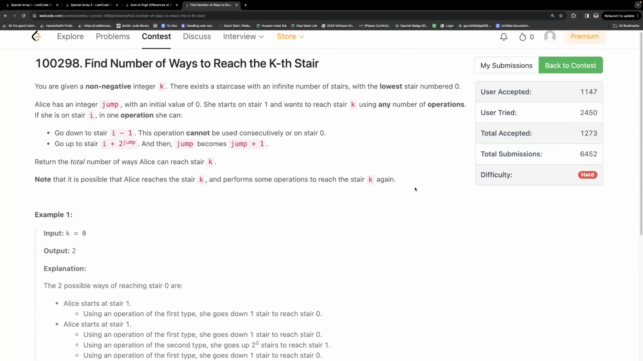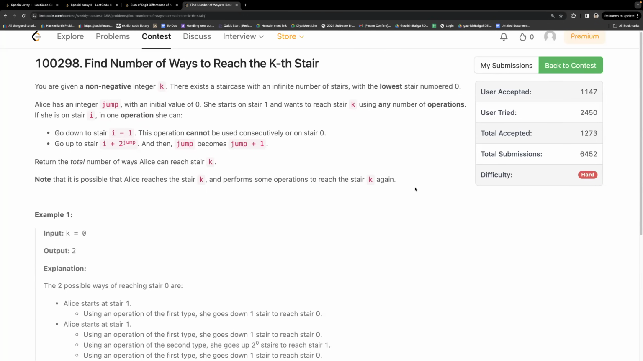Find the number of ways to reach the kth stair. You are given a non-negative integer k. There exists a staircase with an infinite number of stairs, with the lowest stair numbered 0. Alice has an integer jump, which is initially 0. She starts on stair 1 and wants to reach stair k using any number of operations. If she is on stair i, in one operation she can go down to stair i minus 1, but this operation cannot be used consecutively, or go up to stair i plus 2 raised to jump, and then jump becomes jump plus 1.